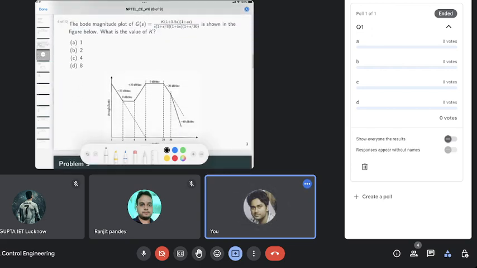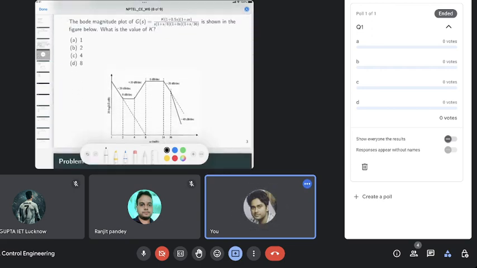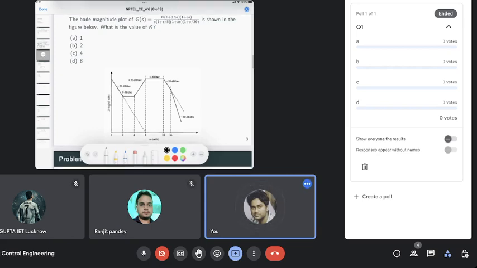You are given G(s), the open loop transfer function, and you are given its Bode plot, as you can see here. Then you are asked what is the value of K. In this transfer function there are some unknown quantities like the K value, A value and B value. These are not given. So you have to find what K value gives the Bode plot shown in the figure. You can answer through a poll, then we'll discuss this.